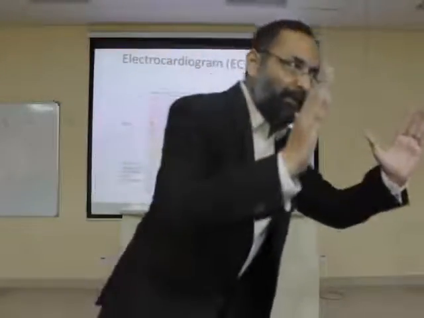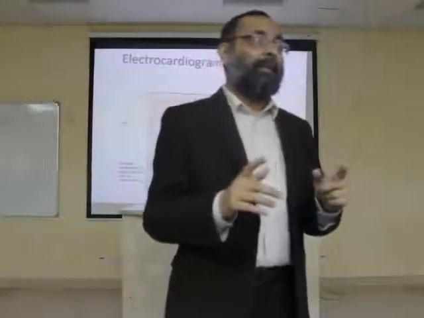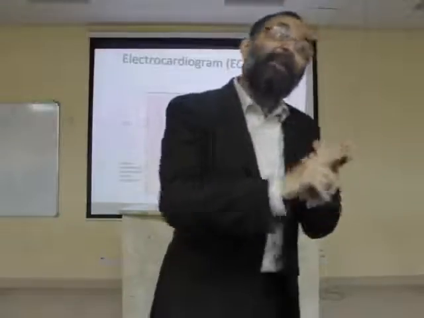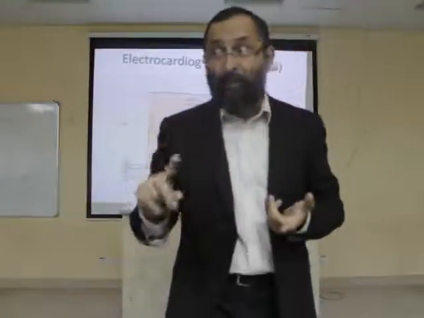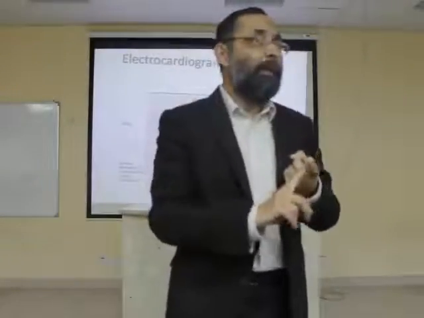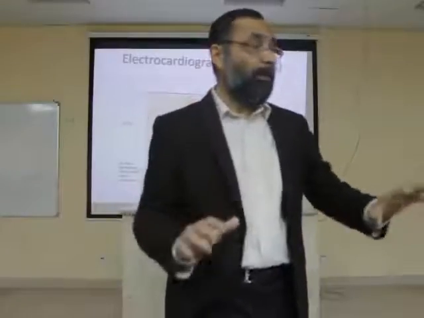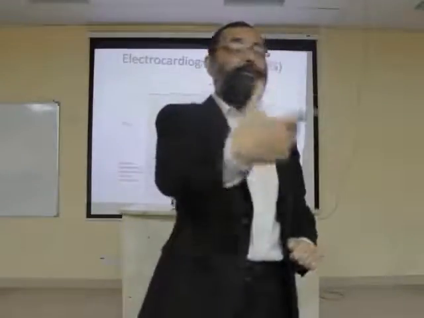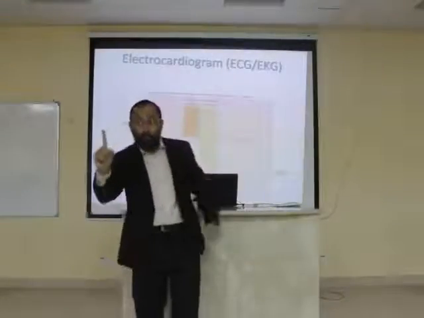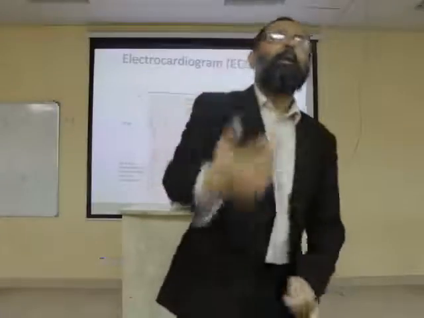Interval is a time period which is shown on the ECG. An interval has at least one wave and one segment. What are the requirements of an interval? At least one wave, one segment. It may be more waves and more segments also, no problem. But to fulfill the definition of an interval, you need at least one wave and one segment.